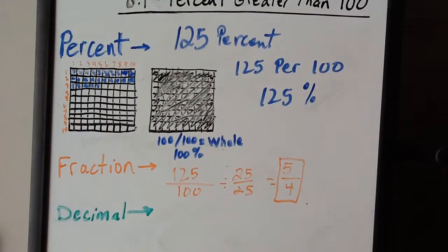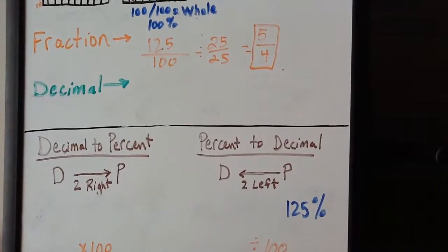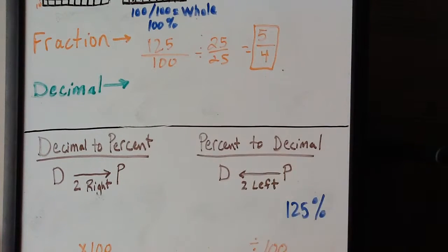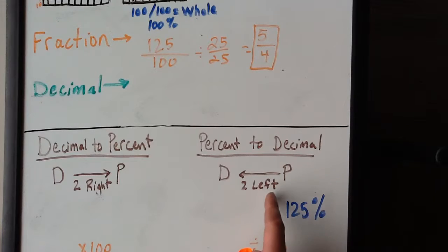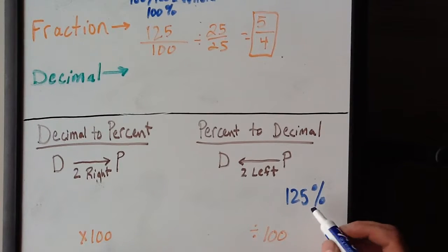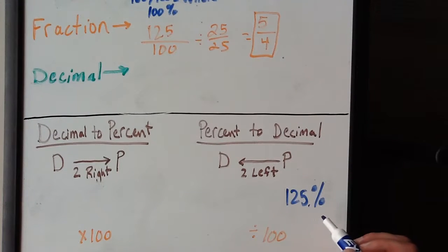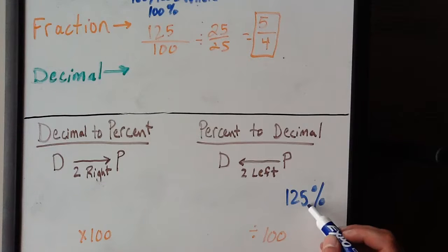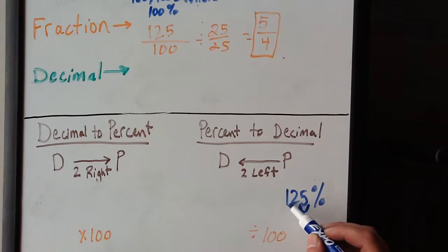Now to find the decimal, what I'm going to do is come down here and we're going to use percent to decimal. Now when I write this, I'm going to put D first and then P because that's like alphabetical order, right? D comes before P in the alphabet. If I know the percent, which is 125, to take it to a decimal, I'm going to go 2 places to the left with the decimal. So I'm looking at 125%. The decimal is right here after the last number. I'm going 2 to the left. 1, 2. And there's the new decimal point.